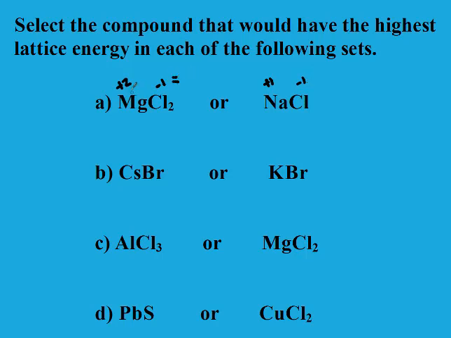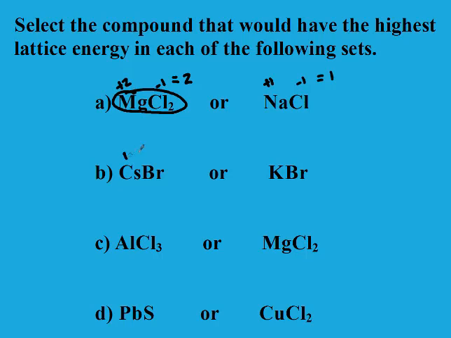I'm going to multiply them together. 2 times 1 is 2. You can do the absolute value of that, so I'm not doing +2 times -1. I can just say 2 times 1, and then 1 times 1 is 1. Because magnesium chloride has the larger charges, it would have a greater attraction for each other. So magnesium chloride would be the answer. Go ahead and pause the video and do B, C, and D on your own. Restart when you have your answers.